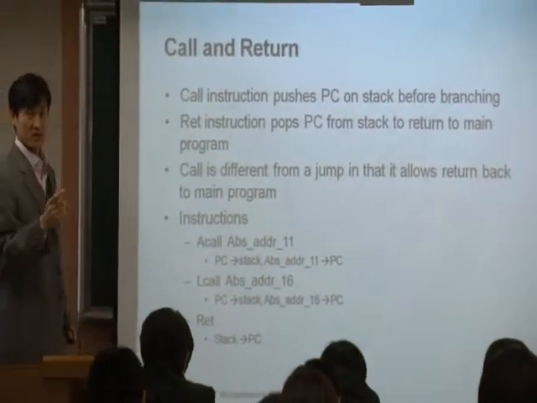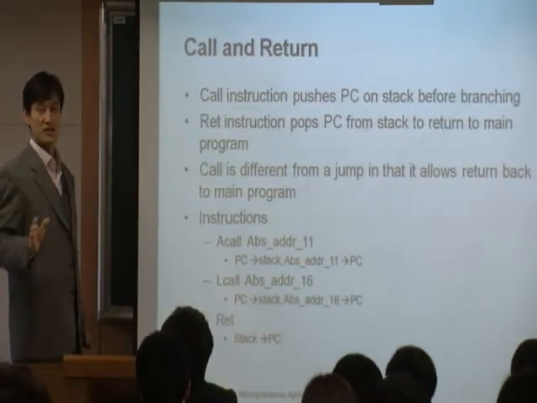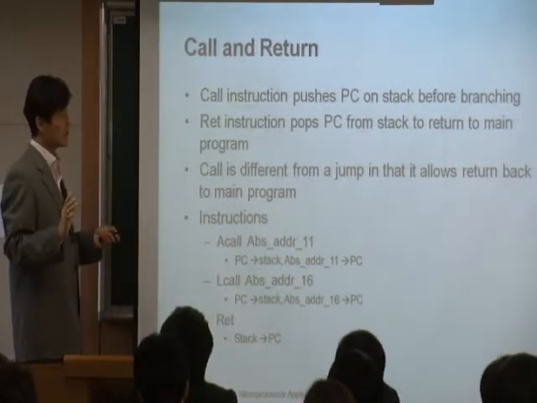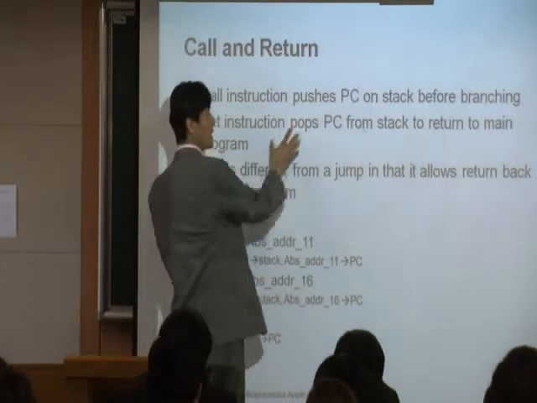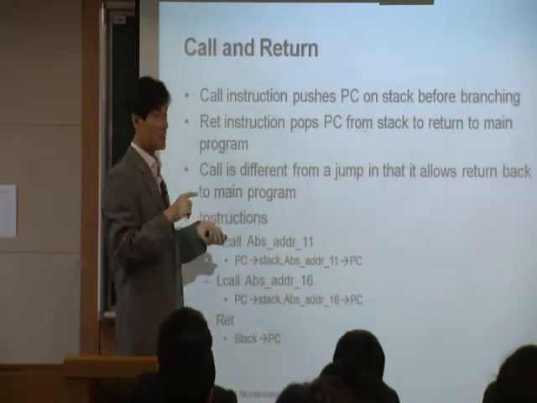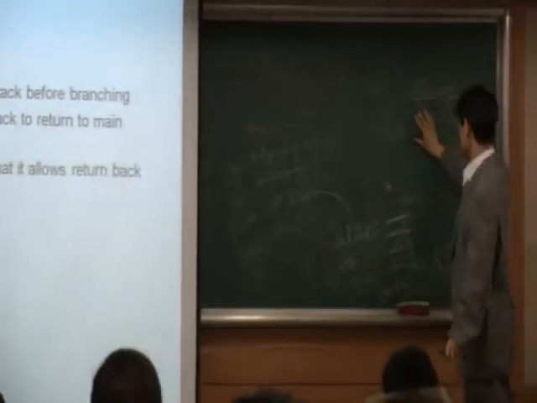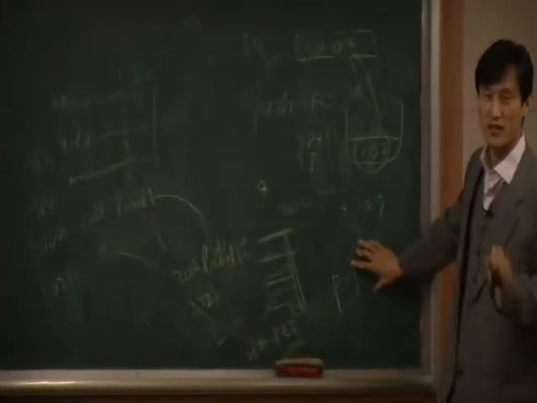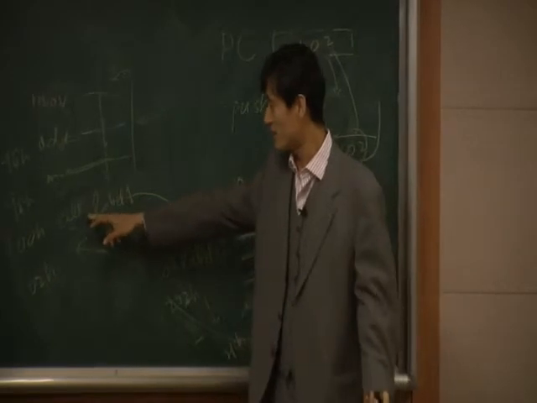And that's the difference. In a regular jump, you are not using the stack. You're not going to do anything. But in call and return, push and pop happen. And the nice thing about this one is that you don't have to do it. This push PC and pop PC, you are not doing it. I didn't do anything, right? I cannot do anything here.